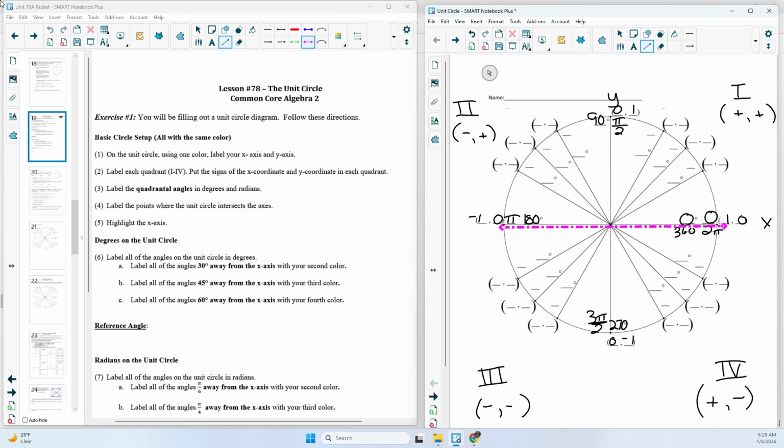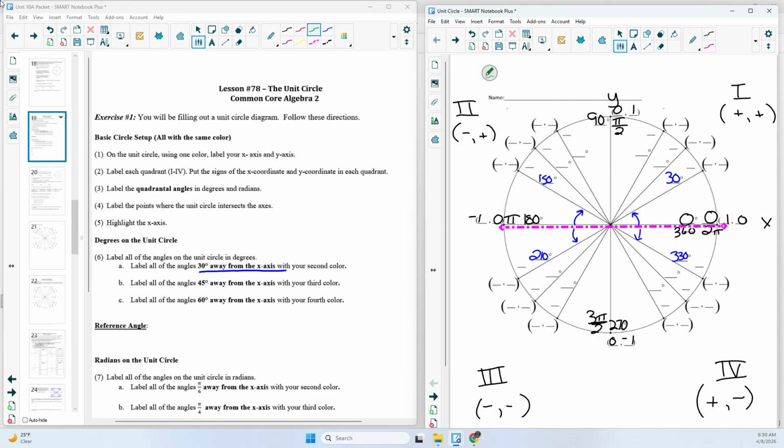So the next thing we're going to do is label the rest of the degrees, which is also something that we did the first day. And we're going to be using colors. So I'm going to use blue for everything that's related to 30 degrees. Usually I would just go in a circle, but the ones that are related to 30 degrees, I'm basically saying all angles that are 30 degrees away from the x-axis. So this is 30, this one is 150, I have 210 and 330. Okay, so those are just measuring 30 degrees away from the x-axis.